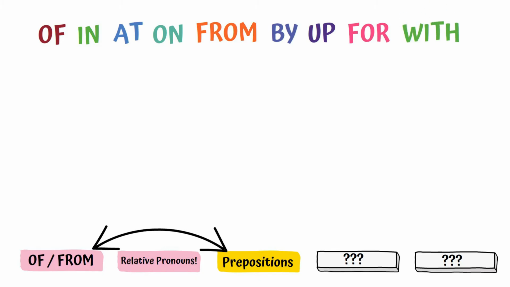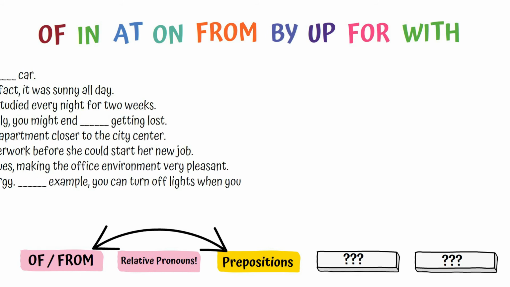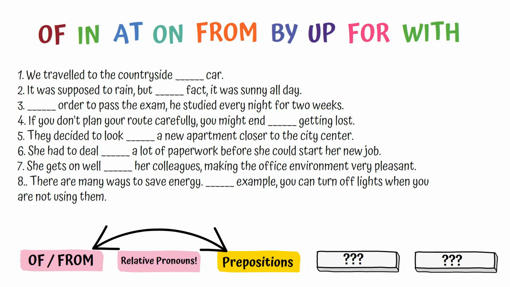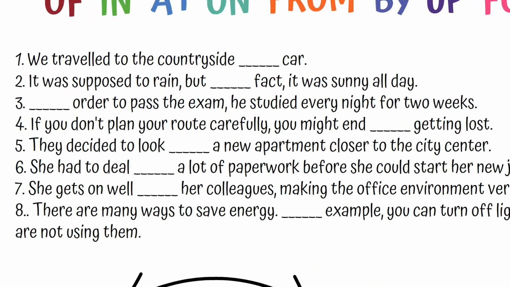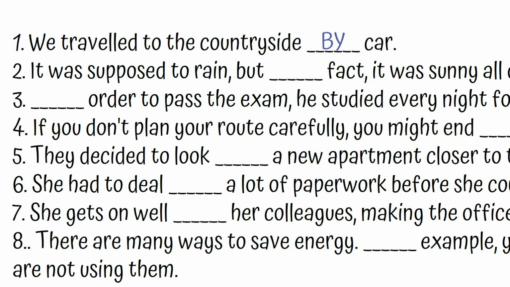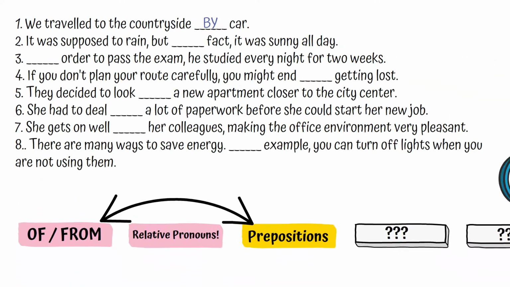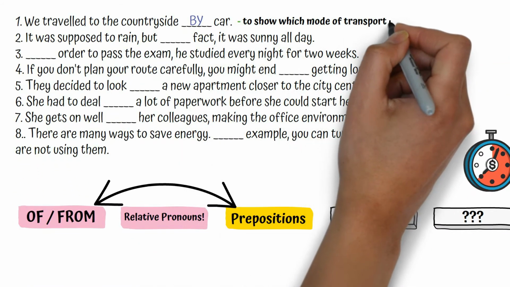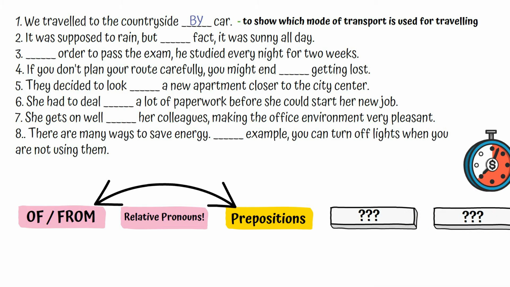Let's take a look at an exam activity that tests these prepositions. Remember, pause the video to test yourself. Number 1. Here, the correct answer is by. We can use by with car to show which type of transport is used for travelling.